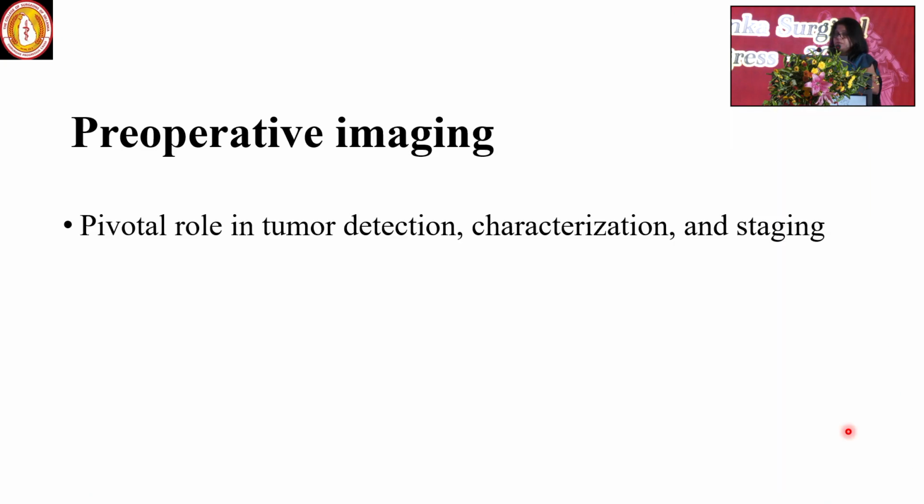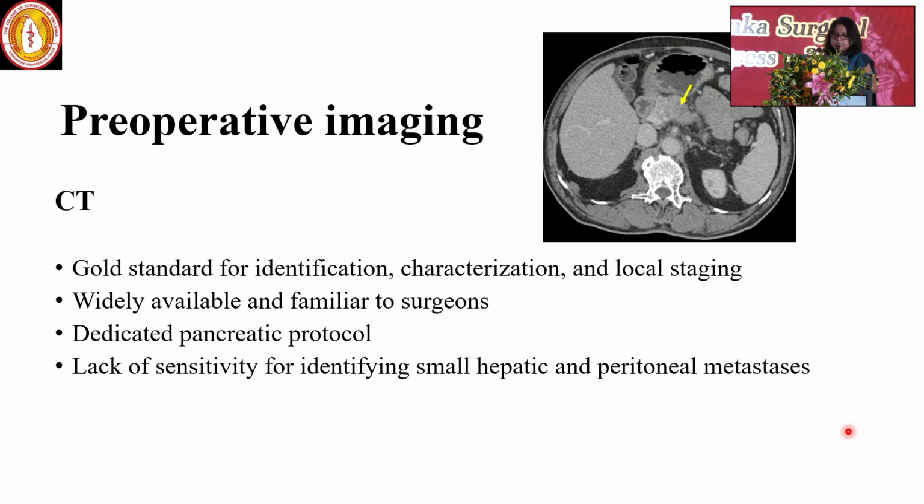So preoperative imaging is very important. Why? Because you can say whether it's resectable, borderline or non-resectable. So that is to detect the tumor, characterize and for staging. CT is the very commonly used staging imaging modality, because it's what we consider the gold standard, widely available and very familiar to the surgeons as well compared to MRI. And we follow the dedicated pancreatic protocol, that is unenhanced, late arterial, portal venous and delayed.